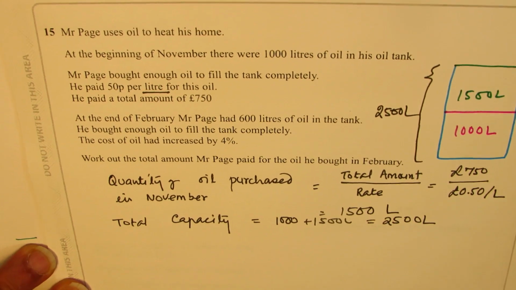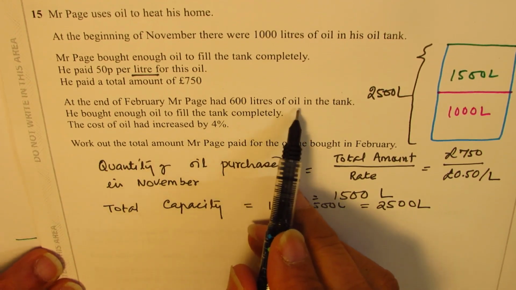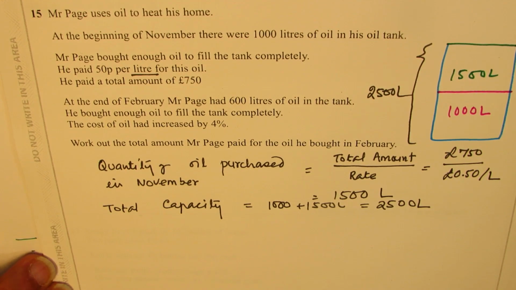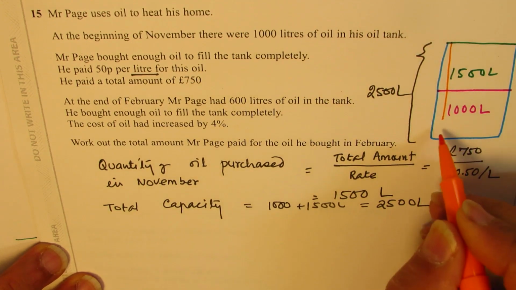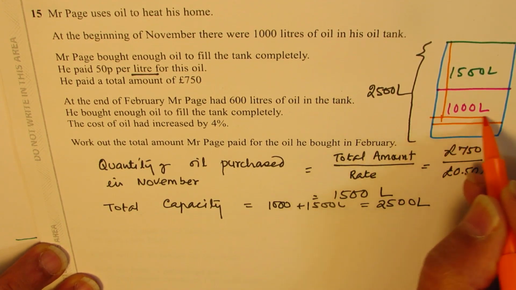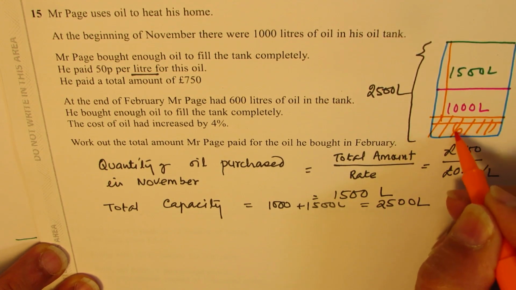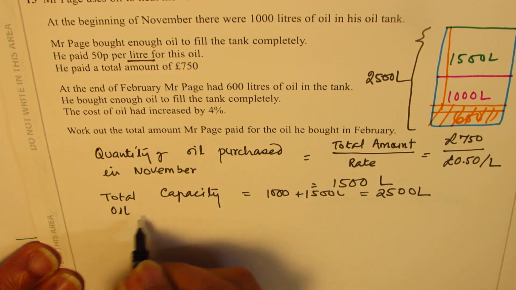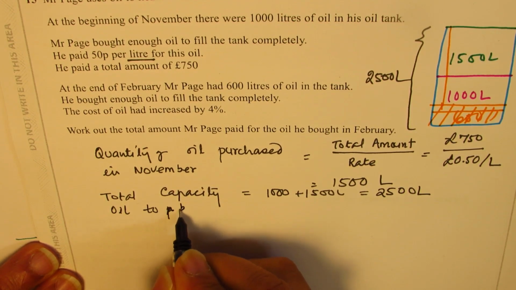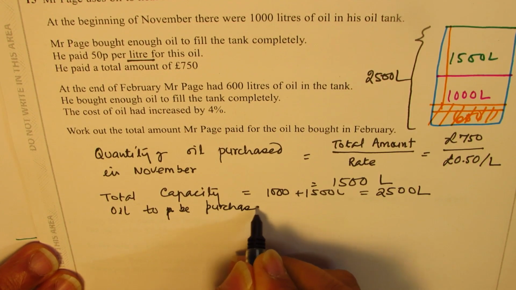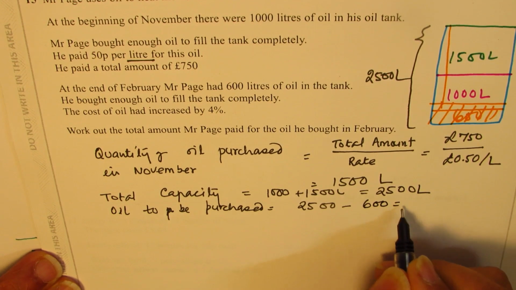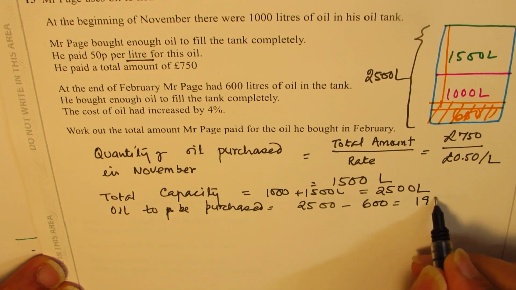Now what happens in February? So in February, 600 liters of the oil in the tank. So he bought enough. Now, there is only 600 liters left. So the consumption was there. And let's say it went down to 600 liters. Let's say somewhere here, right? So that much. This is 600. So oil to be purchased will be how much? Oil to be purchased will be 2,500 minus 600, because 600 is already there, right? So we get 1,900 liters, correct?